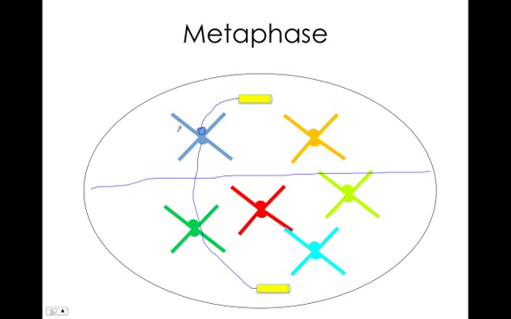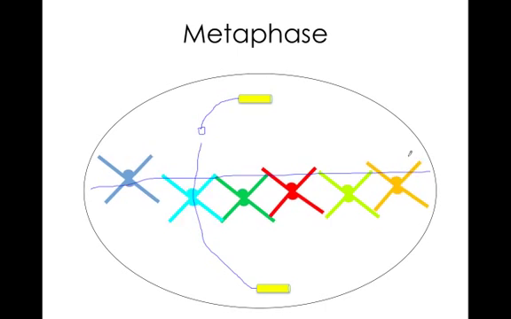This chromosome, the blue chromosome from dad, is going to get pulled towards the metaphase plate so that all of our chromosomes will eventually end up being distributed along that metaphase plate. So what we'll see is something that looks like this.